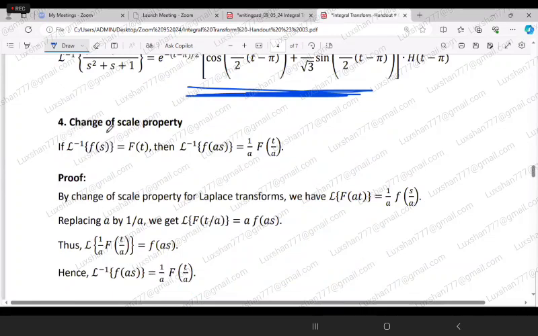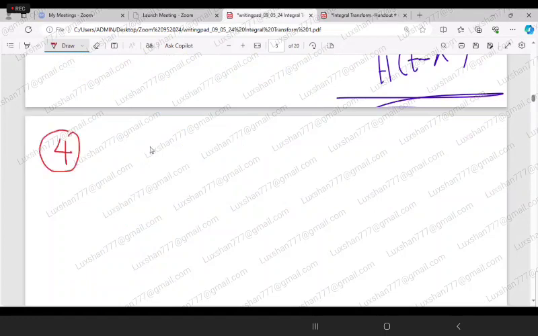So we'll move to the fourth one, that is called the change of scale property. Let's see what the change of scale property is.